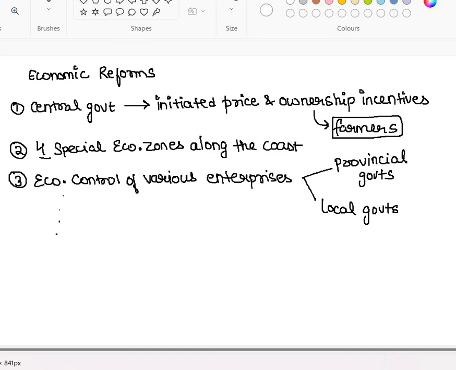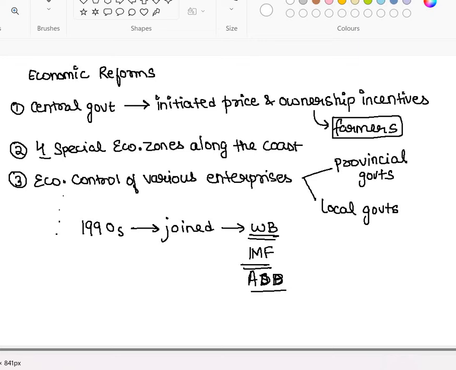Then the economic control was also decentralized. It was given to various enterprises like provincial governments and local governments, which were allowed to operate and compete on free market principles. तो यहाँ पर power को अब decentralize करना शुरू किया गया. Instead of being centralized, the economy was getting decentralized in order to remove trade barriers, encourage greater competition, and to attract foreign direct investment inflows also. And since the introduction of these economic reforms, China's economy has grown substantially faster than it was before 1979.